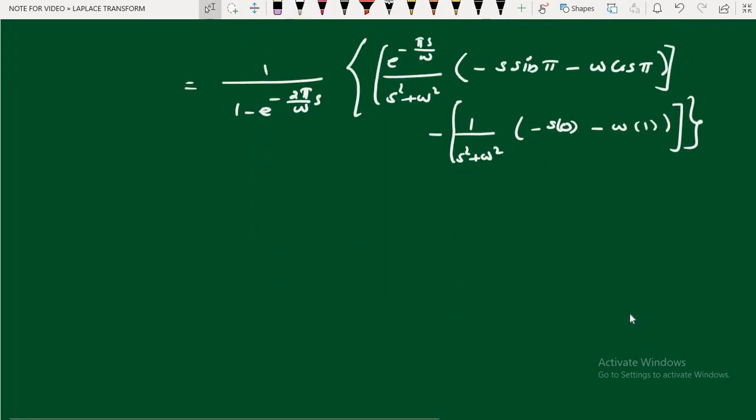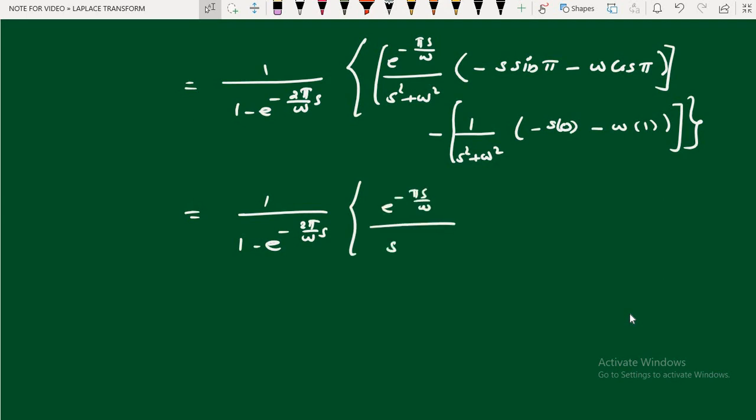Right. So next line, it is equal to 1 by 1 minus e power minus 2 pi by omega s. Now just simplify one more step. E power minus pi s by omega divided by s square plus omega square, minus s sine pi value is 0, minus omega cos pi value is minus 1, and minus, here we are having 1 by s square plus omega square, s into 0 is 0 and minus omega we are having. That's it.